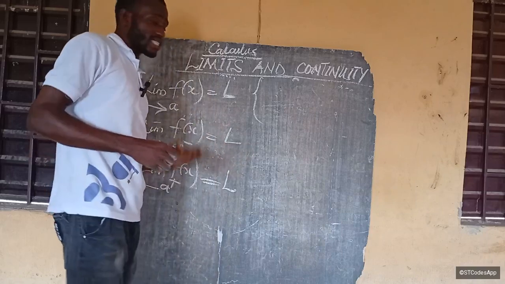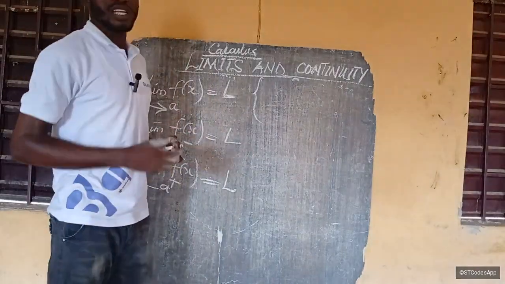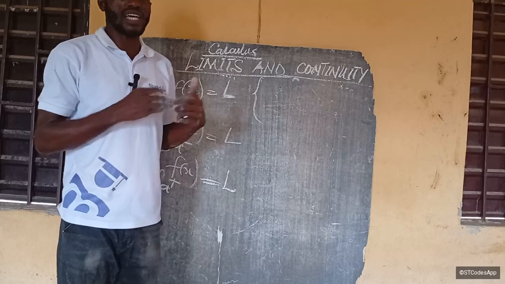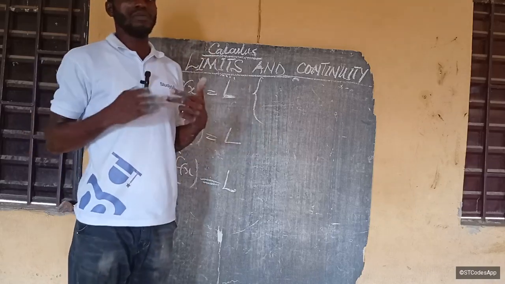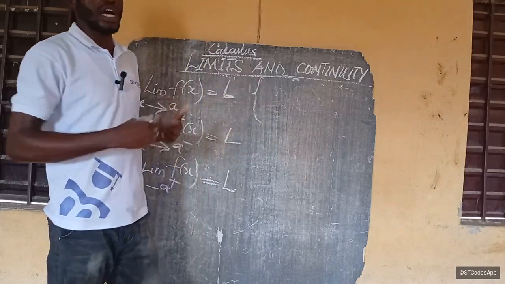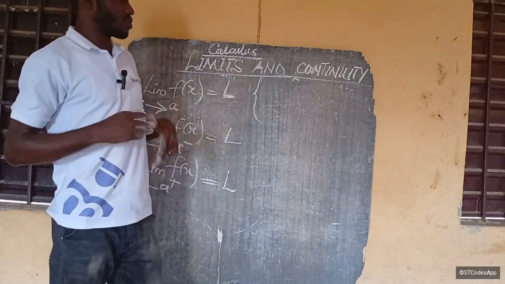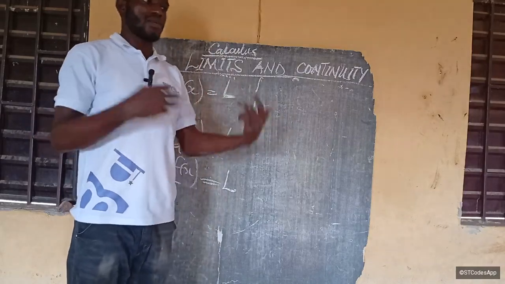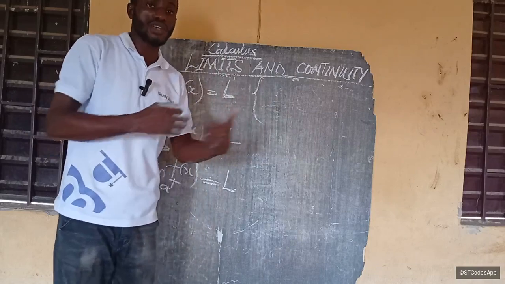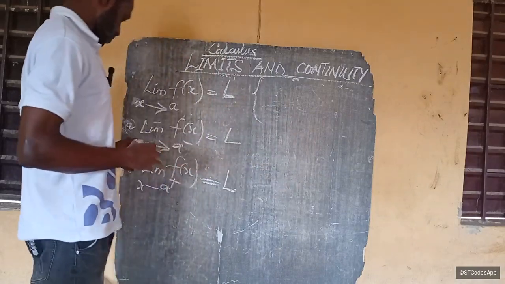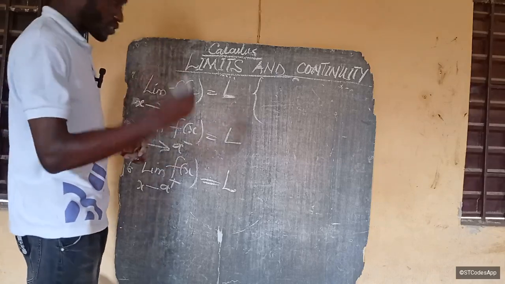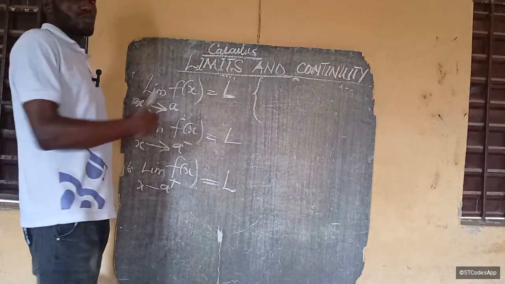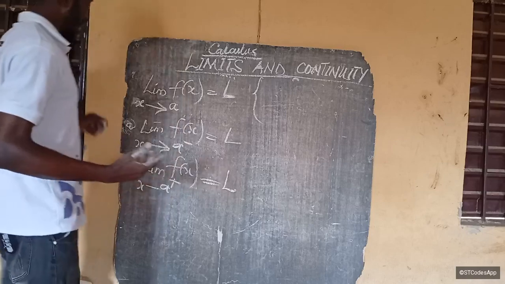Now, I hope you understand this idea, that if the limit exists, then the limit from both sides must be equal. The limit of the function must be equal when we approach the x variable from both sides. So what that means is that the x variable is movable, isn't it? Okay.